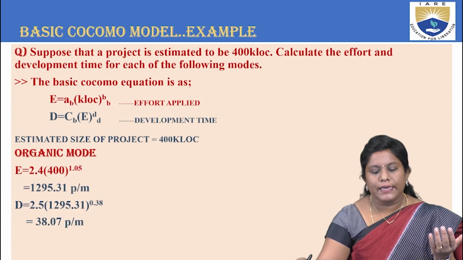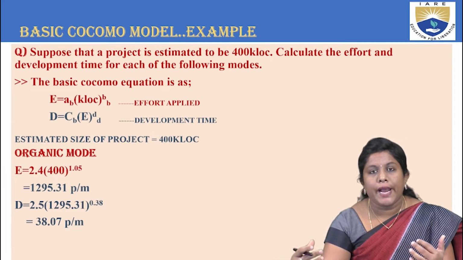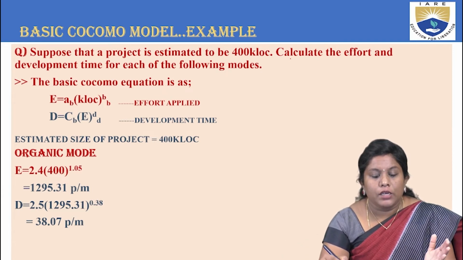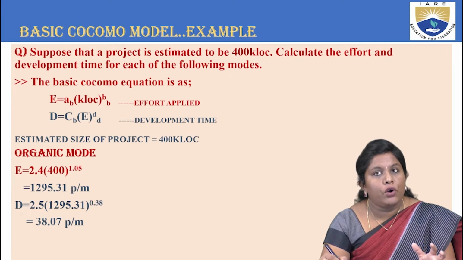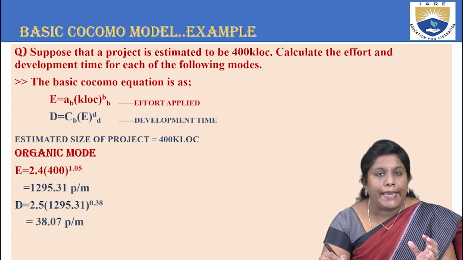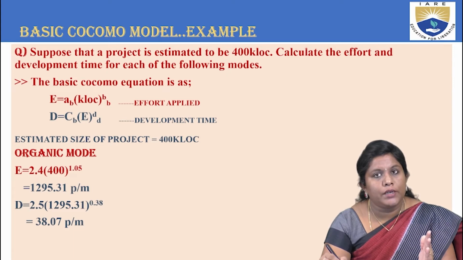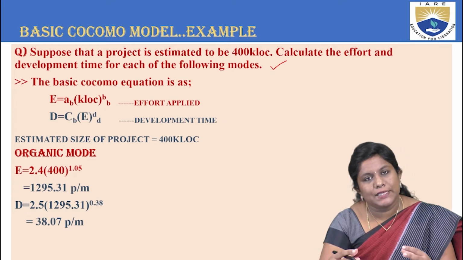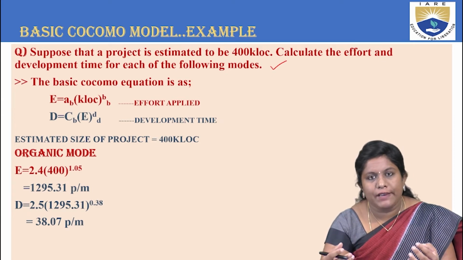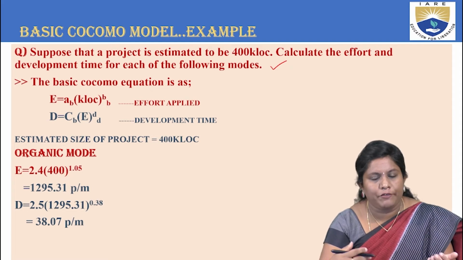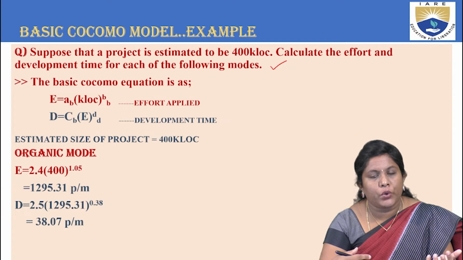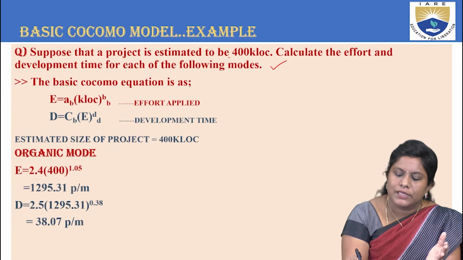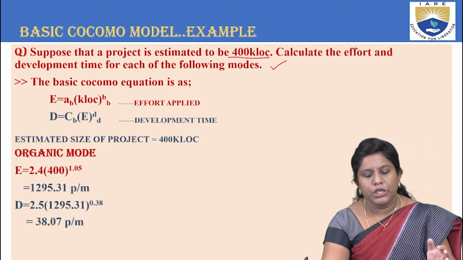Next, let us consider a small example of how to substitute the values and get the cost estimation. Suppose a project is estimated to be 400 KLOC. Calculate the effort and development time for each of the following modes. So what is it saying? In the basic COCOMO model, you have effort, development time, duration, and the number of people. The formulas have been shown to you, and based on the table of coefficients discussed, you just have to substitute the values and answer. The size will already be given to you in the question. So now let us start.